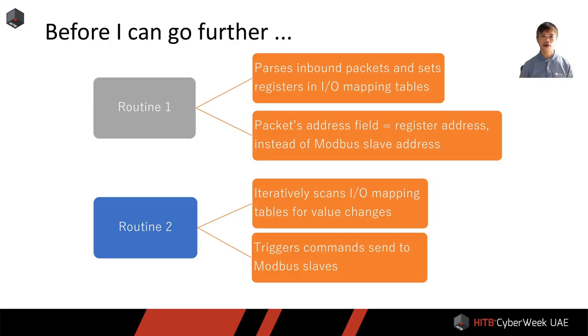Before I can go further, allow me to explain a little bit how data-station types of protocol gateway work. There used to be several routines working at the same time, but we can make it simpler by thinking there are two routines. The first routine is the parser. It reads the inbound packet, parses the commands, reads the input and puts it into the internal memory. And the second routine scans the internal memory to see if any value has been changed. Then it checks the I/O mapping table, triggers the commands that fit the change of the internal memory, and sends the translated output to Modbus slaves.